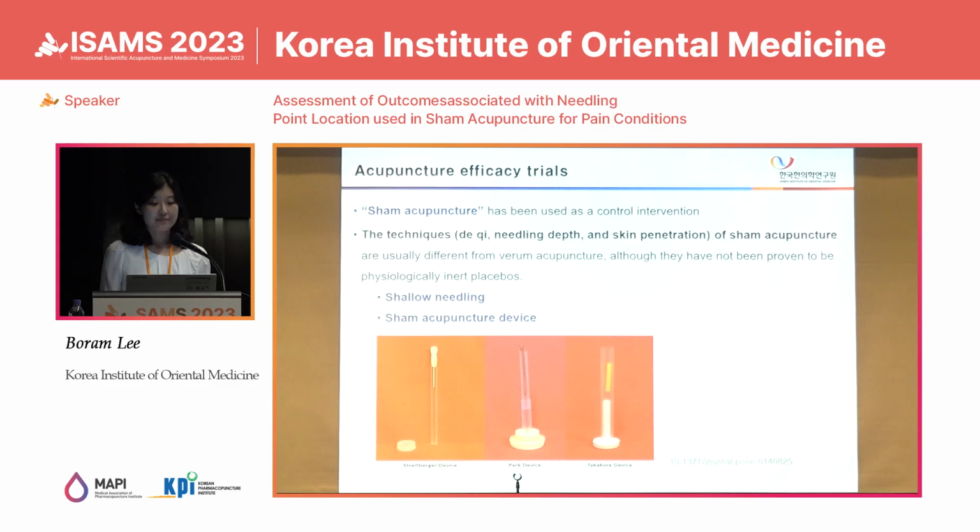In acupuncture efficacy trials, sham acupuncture has been used as a control intervention, and the techniques of sham acupuncture, like needling depth and skin penetration, are usually different from verum acupuncture, like using shallow needling or a sham acupuncture device such as the Streitberger device, Park Sham device, and Takakura device, although they have not been proven to be physiologically inert placebos.